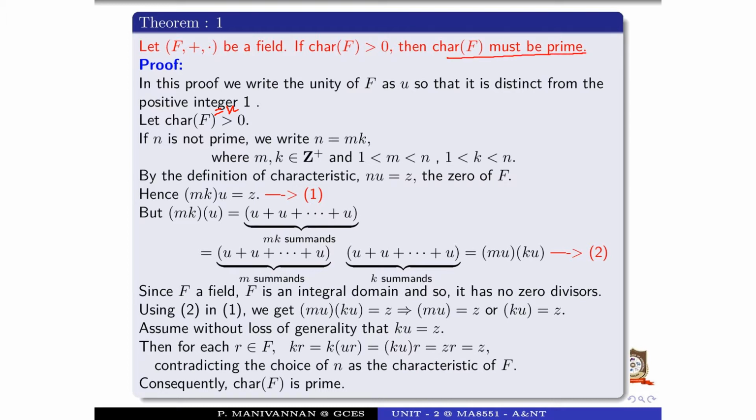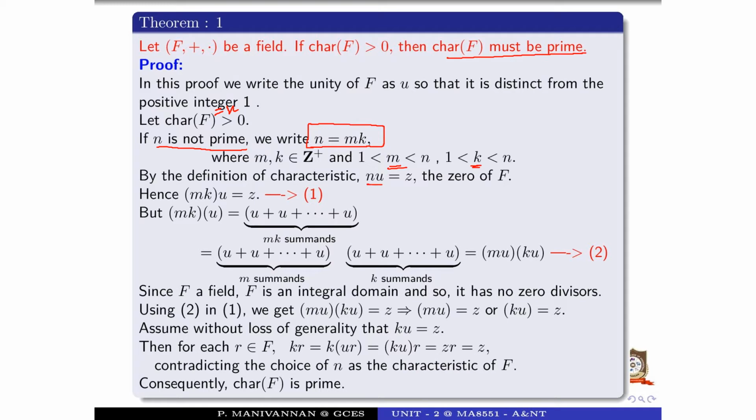By contradiction, let us assume that n is not prime. Then if it is not prime, it is a composite number. What is the meaning of composite number? It is a multiple of two numbers between 1 and n. Both numbers will be greater than 1 and also less than n. By the definition of characteristic, the characteristic value of F is n.